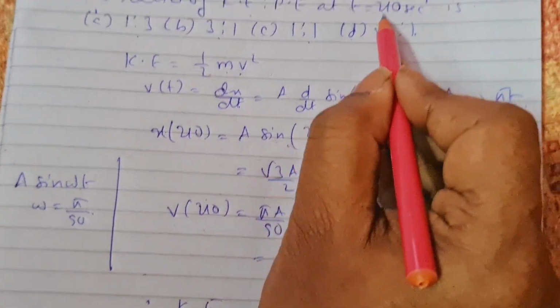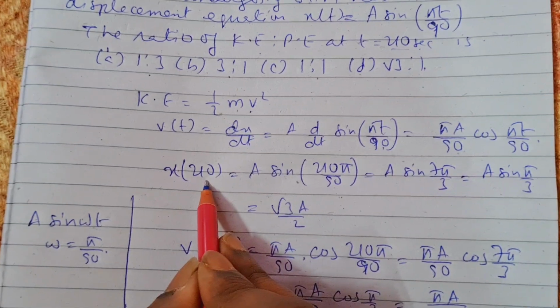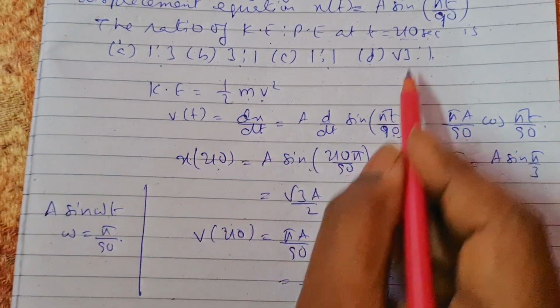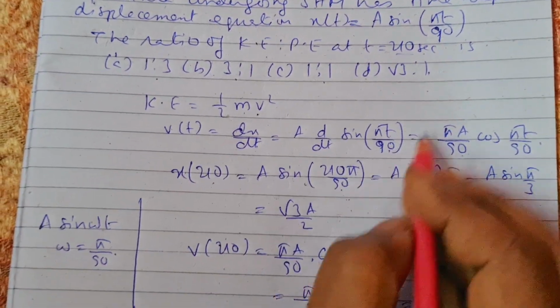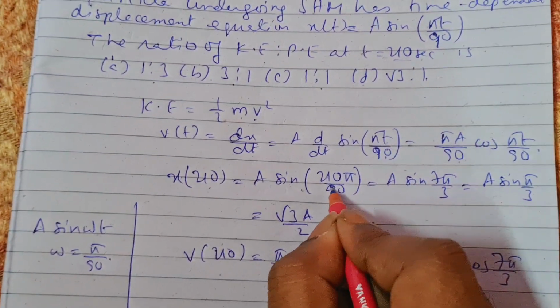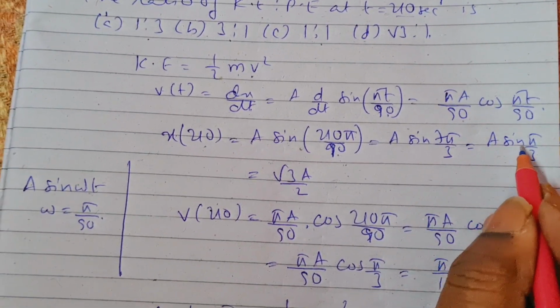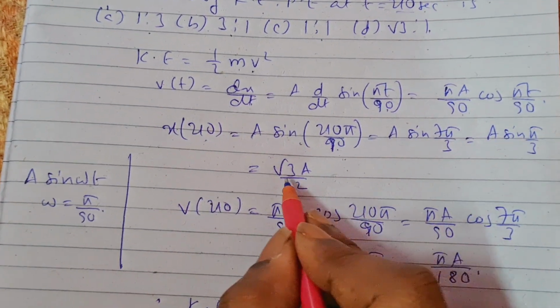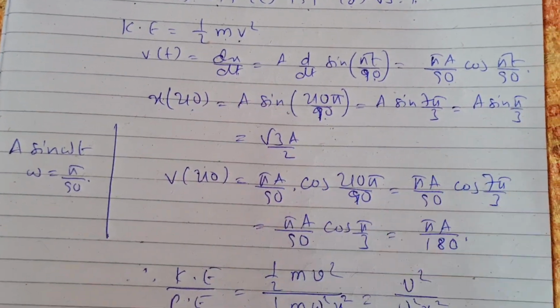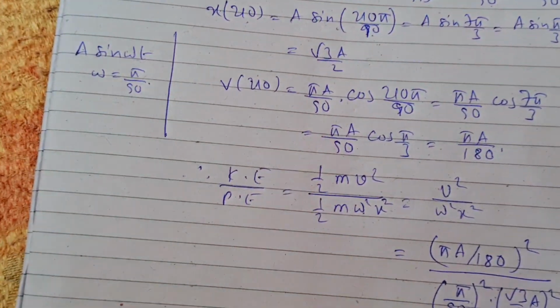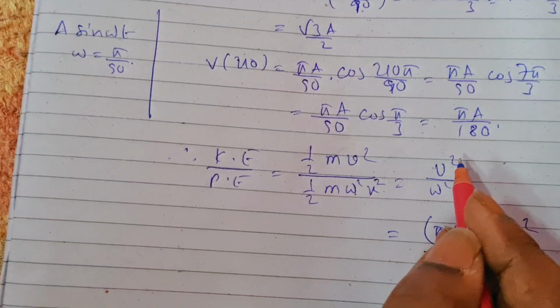Similarly, at t equal to 210, we can calculate x of 210 equals a sin(210 pi by 90). In place of t, we are putting 210 here. So here we are getting a sin(7 pi by 3), that is equal to a sin(pi by 3). So that is equal to root 3 a by 2. I think you know it very well, how sin(7 pi by 3) equal to sin(pi by 3) is coming.